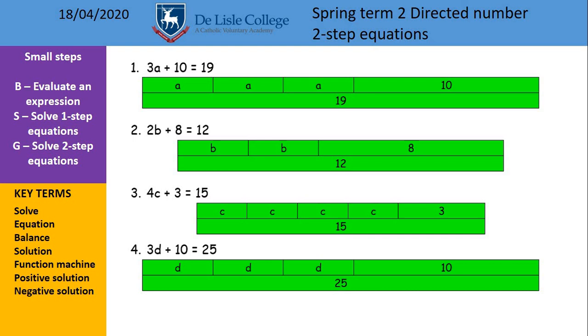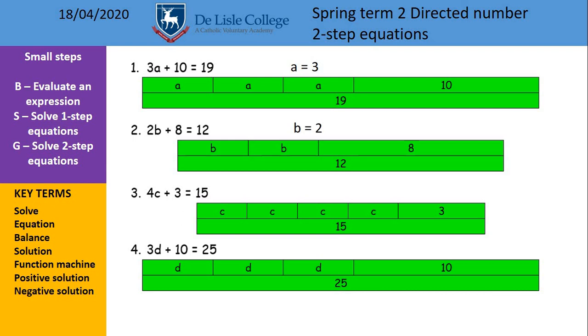Okay, so looking through on these, 3a plus 10 equals 19. You would subtract the 10 from both sides first to balance. 3a equals 9. Then divide by 3, because we've got 3 lots of a, and you'll get a equals 3. Next one, 2b plus 8 equals 12. Minus the 8, 2b equals 4. Divide by 2, b equals 2.